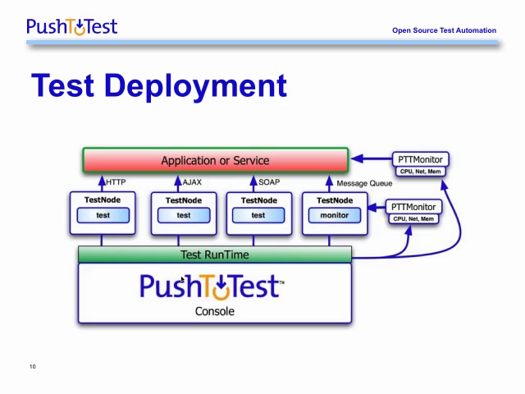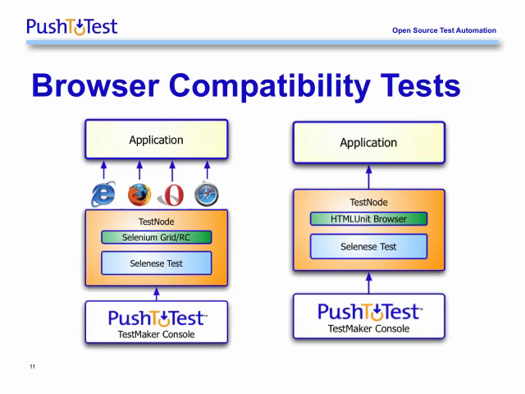The test node returns the results back to the console, and the console has that results analysis engine to produce charts identifying the root cause of the performance bottleneck. The PTT monitor observes CPU, network, and memory utilization and returns those results back to the console as the test operates. The same architecture makes it very easy to do browser compatibility testing.